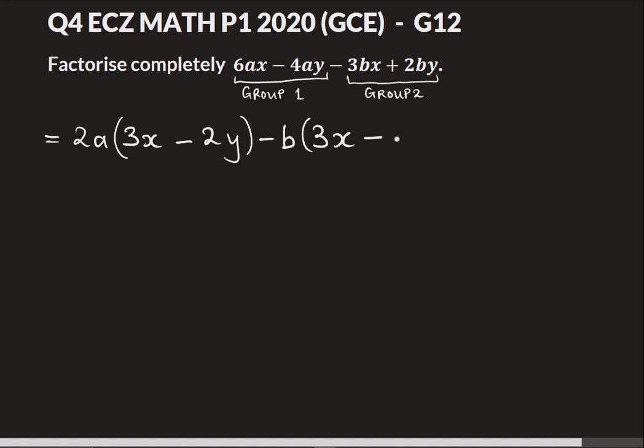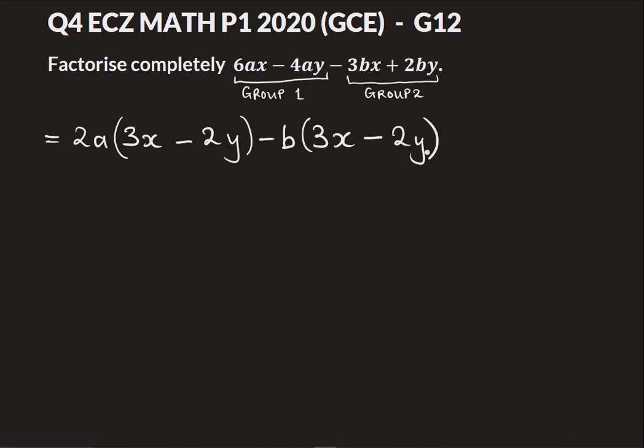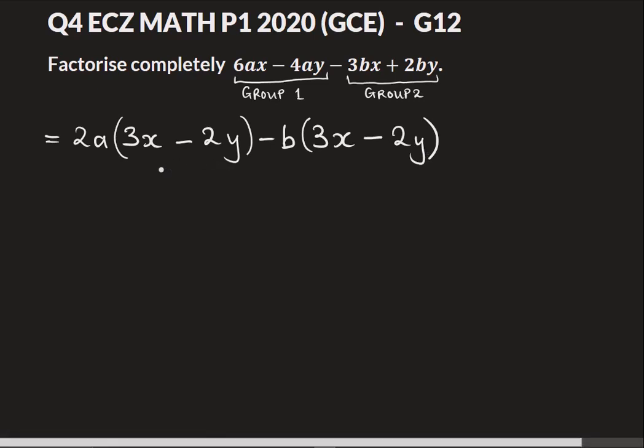This is why I said it's very important for you to check. Most of the time when you do your factorizing correctly, most of the expressions that you'll be given are going to have the same parts in the brackets. I hope you noticed that. We have 3x minus 2y and 3x minus 2y. This is what is going to allow us to factorize completely.